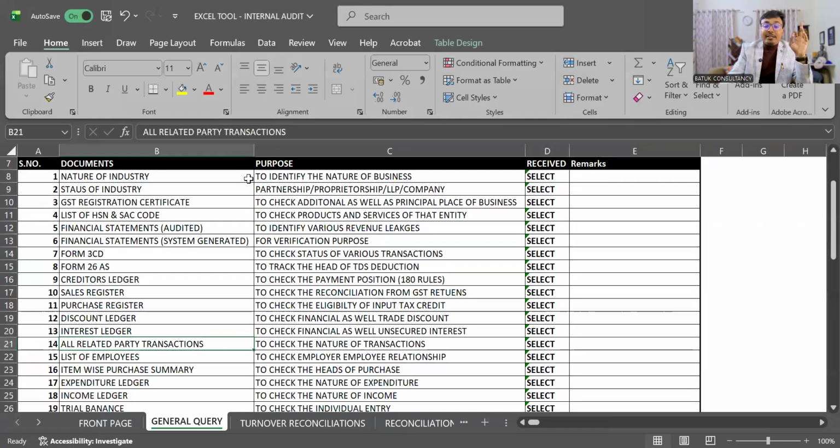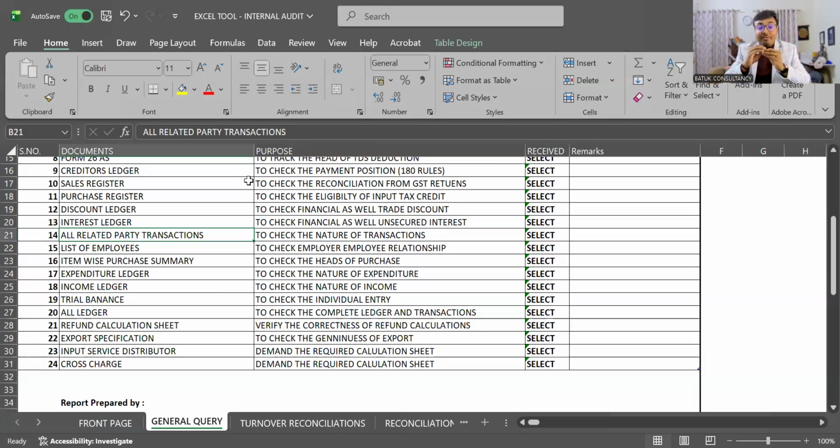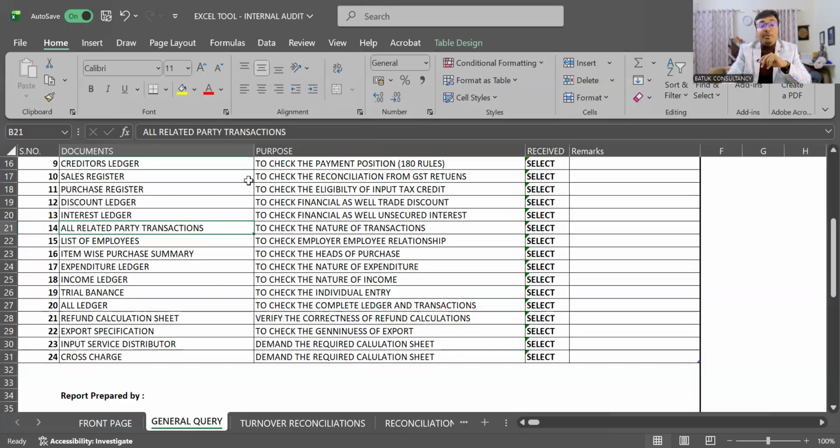All related party transactions from form number 3CD we have taken, and we need to check for the valuation. List of employees we need to take, so that we need to verify the transactions between employer and employee, as no GST is applicable, so we need to check the same.